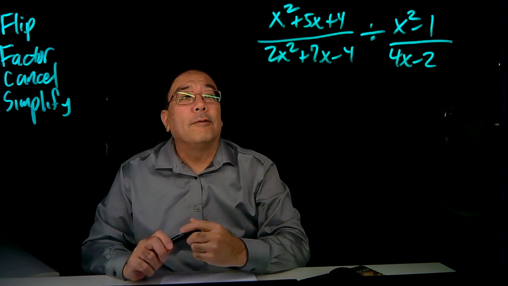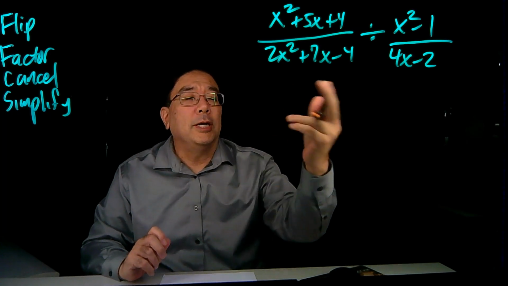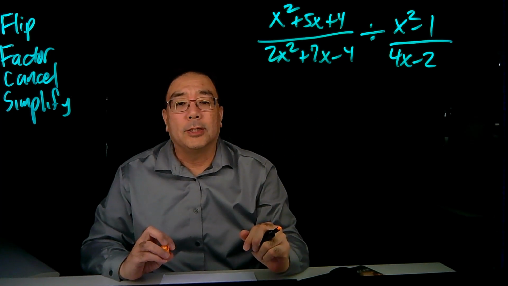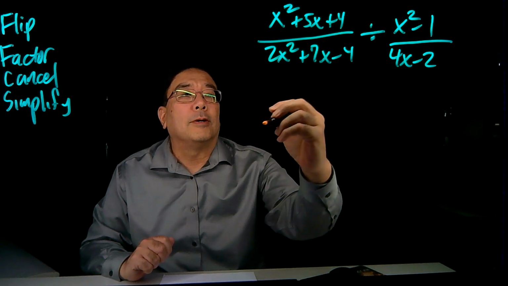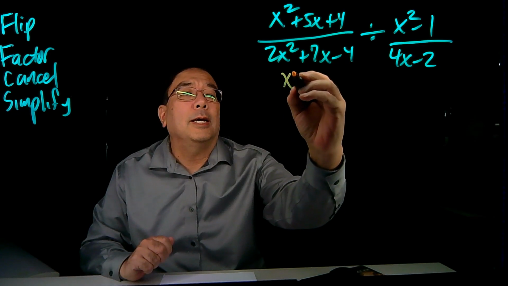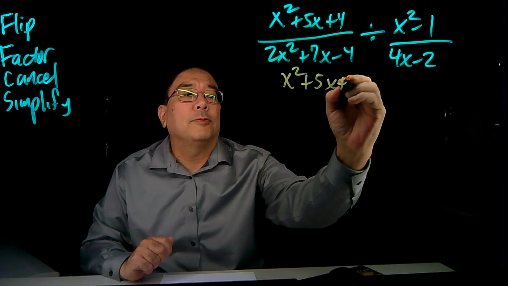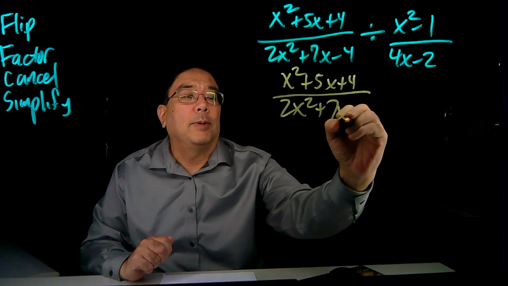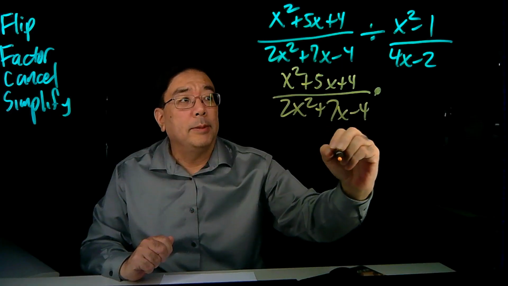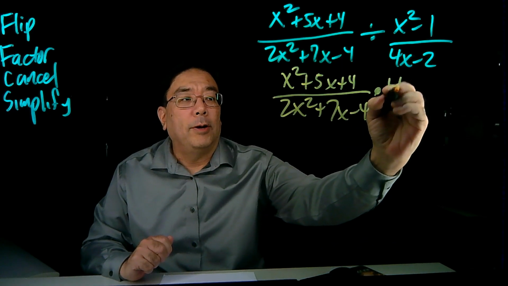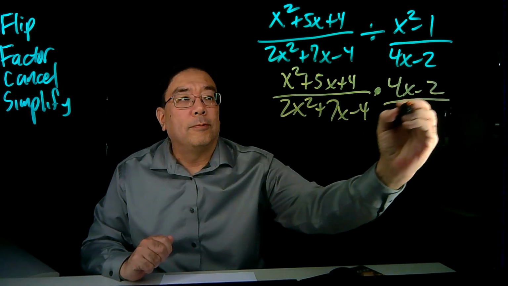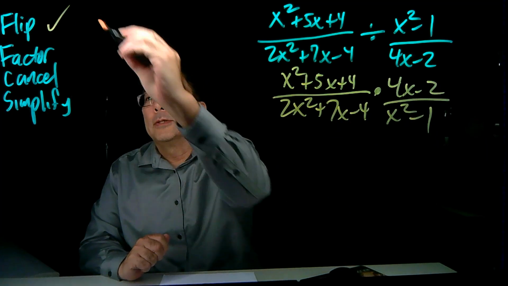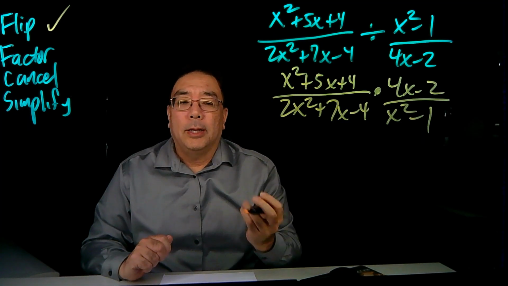What we mean by flip is you change the operation to multiplication and you take the reciprocal of the second fraction. So we do that first. So you have, this is the same thing as (x squared plus 5x plus 4) all over (2x squared plus 7x minus 4), but now it'll be times (4x minus 2) all over (x squared minus 1). Now, check on the first step, and now we factor.